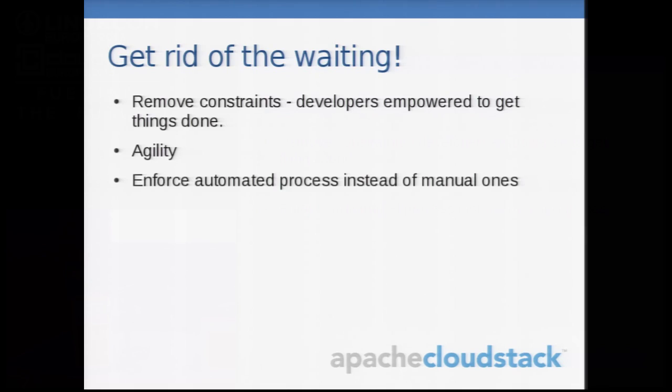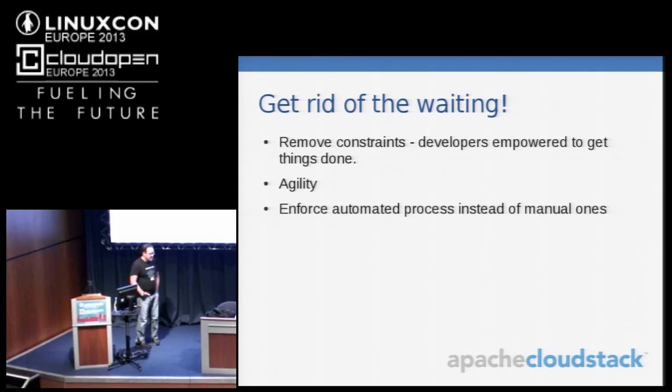So what we want to do is get rid of the waiting. And what we specifically want to do is automate all of the things that don't need to be dealt with by an individual, and there's a lot of that. We want to have automated processes that we can easily enforce, that we can build rules around, so that we're still comfortable with things, but at the same time allow people to get things done to as great a degree as possible.